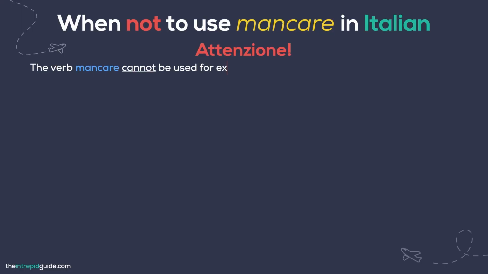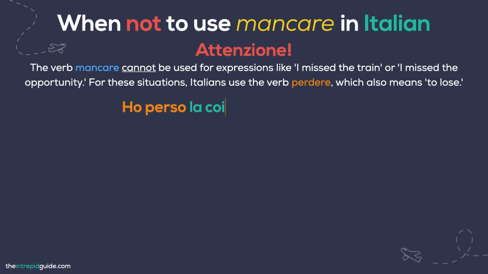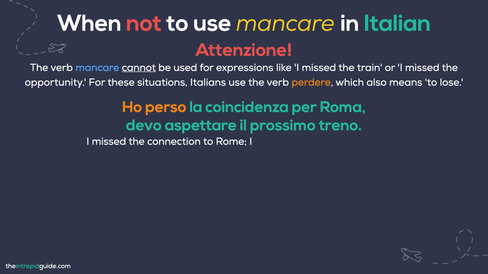Attenzione! The verb mancare cannot be used for expressions like I missed the train or I missed the opportunity. For these situations, Italians use the verb perdere, which also means to lose. For example, Ho perso la coincidenza per Roma. Devo aspettare il prossimo treno. I missed the connection to Rome. I have to wait for the next train.